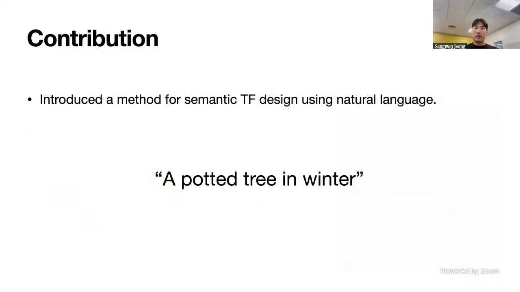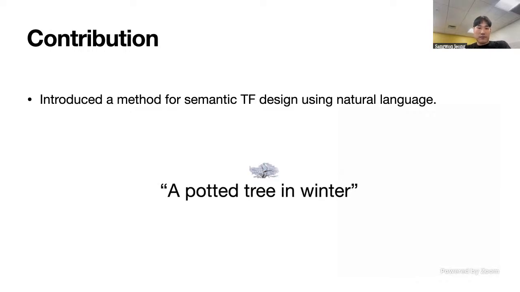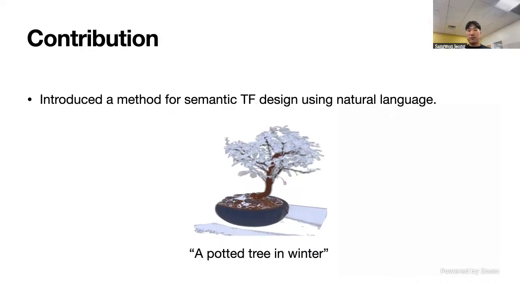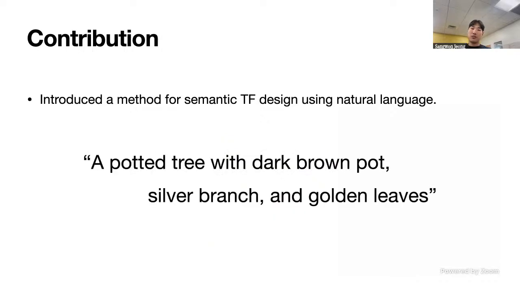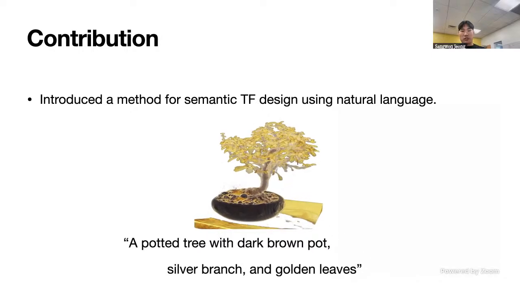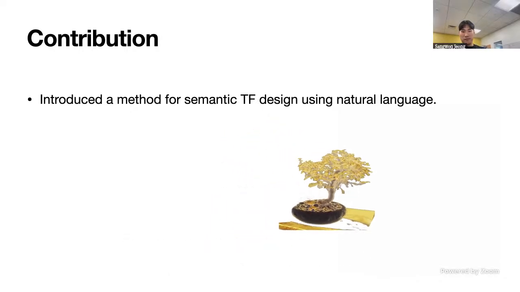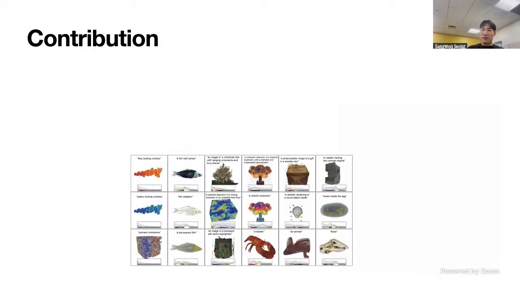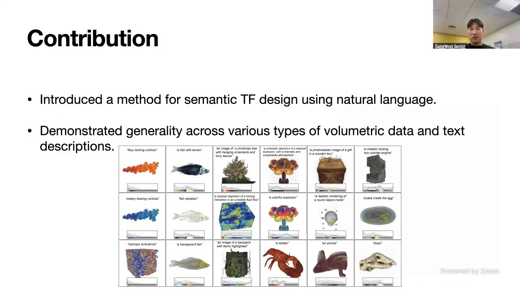In response, our work introduces an automatic method for optimizing both opacity and color transfer functions based on semantic descriptions of the volume. By semantic, we mean that the user provides a description in natural language. Now, T2TF can take this kind of natural language input and generate a transfer function that aligns with the description. For example, it can render a snow-covered tree based on the prompt as seen here. T2TF also handles more complex descriptions. For instance, it can render a volume with elements like brown pot, silver branches, and golden leaves. Additionally, our method is versatile enough to apply to many different types of volumes.